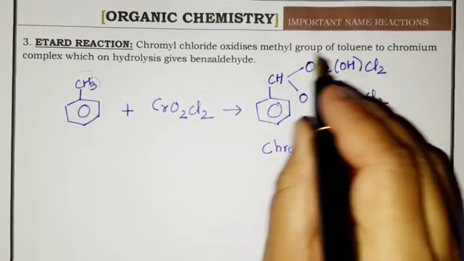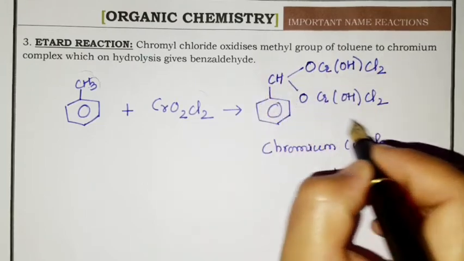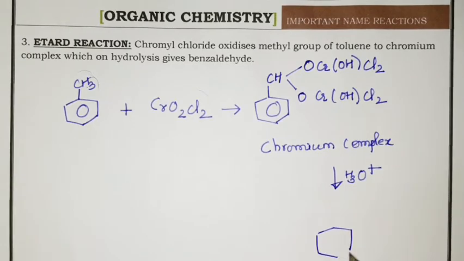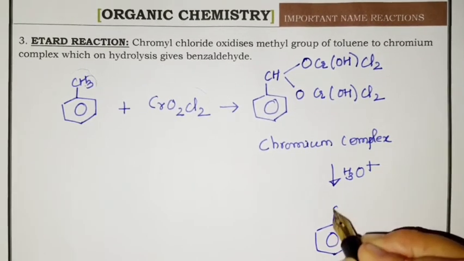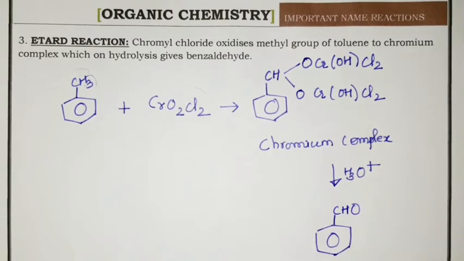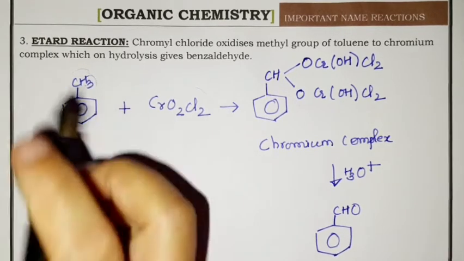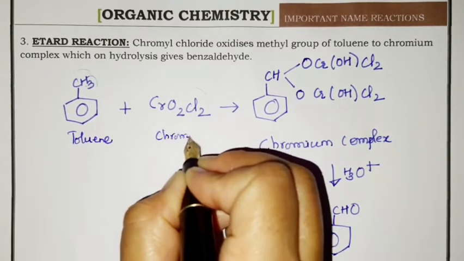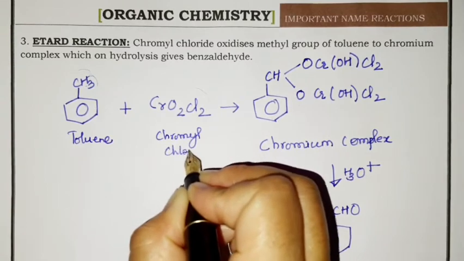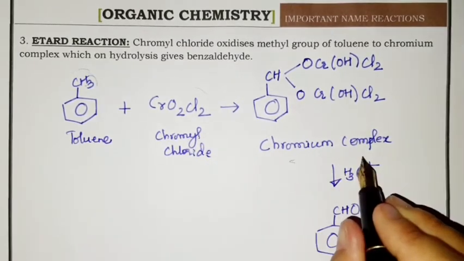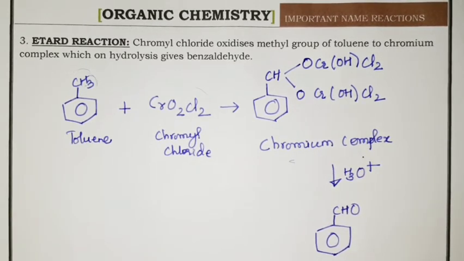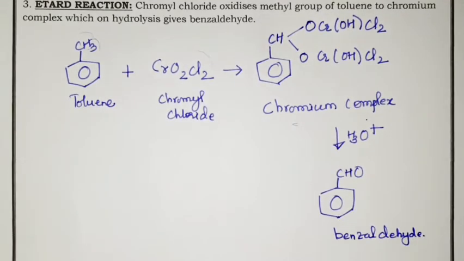Now if we do the hydrolysis, acid hydrolysis, what happens? Again, only this complex part will get converted to CHO. So we'll get the benzene ring and CHO. Right, so this is what is called the ETARD reaction. So again toluene reacts with chromyl chloride, and we get a chromium complex, and this chromium complex upon hydrolysis gives benzaldehyde as a product. Okay, very simple one.